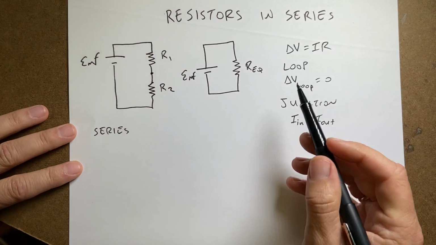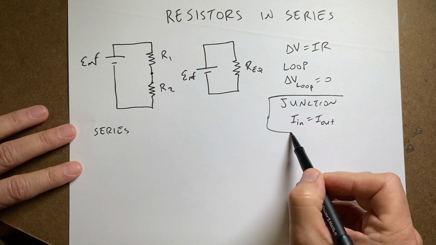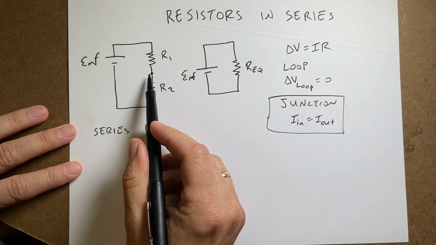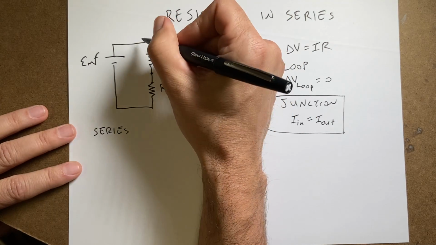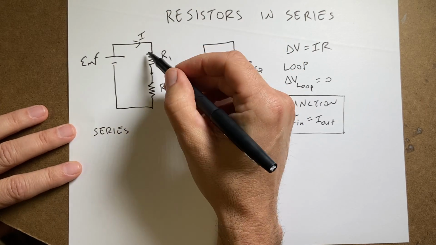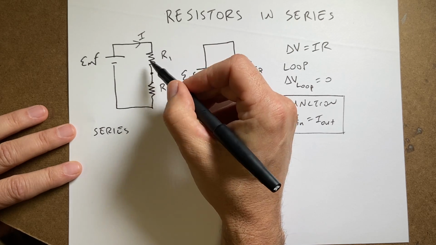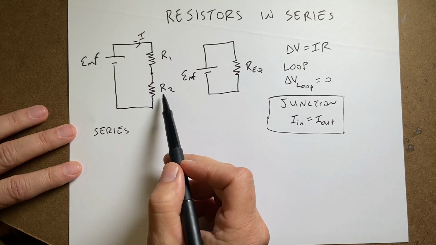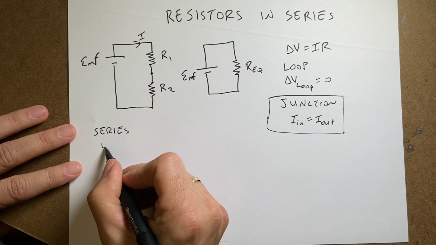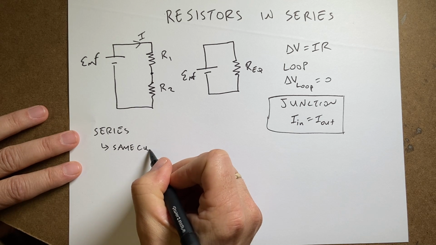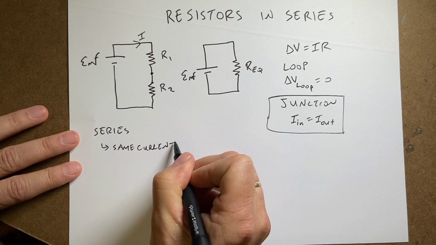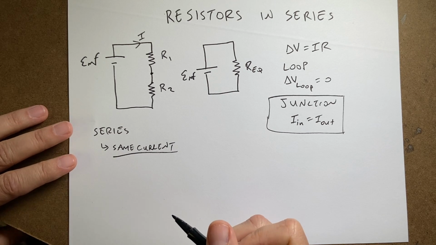So since we have the junction rule, another way to think of resistors in series is if there's a node in between them with no other wires, then the current through resistor 1 has to be equal to the current through resistor 2. So this is one way to say it, is they have the same current.